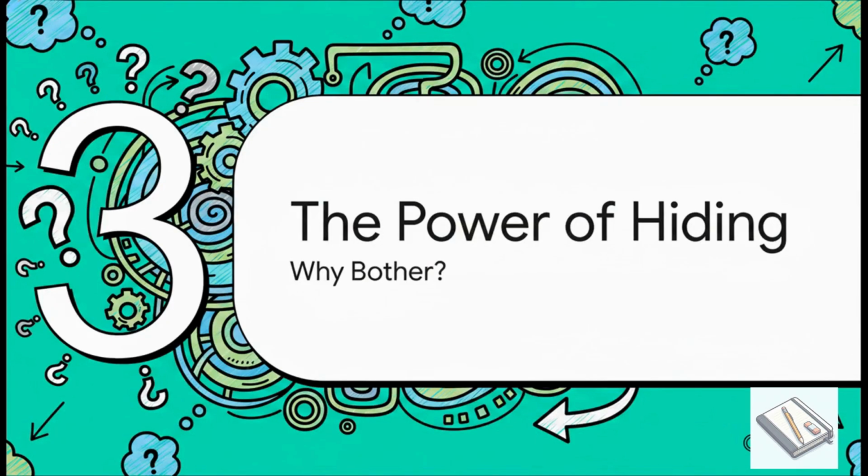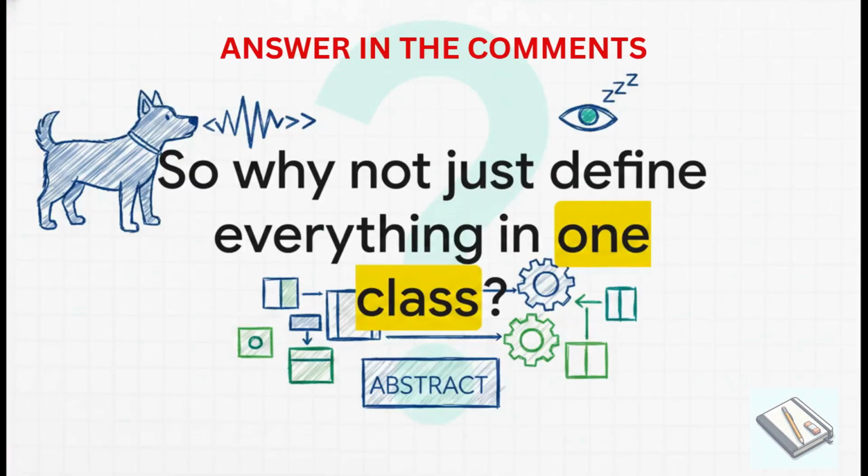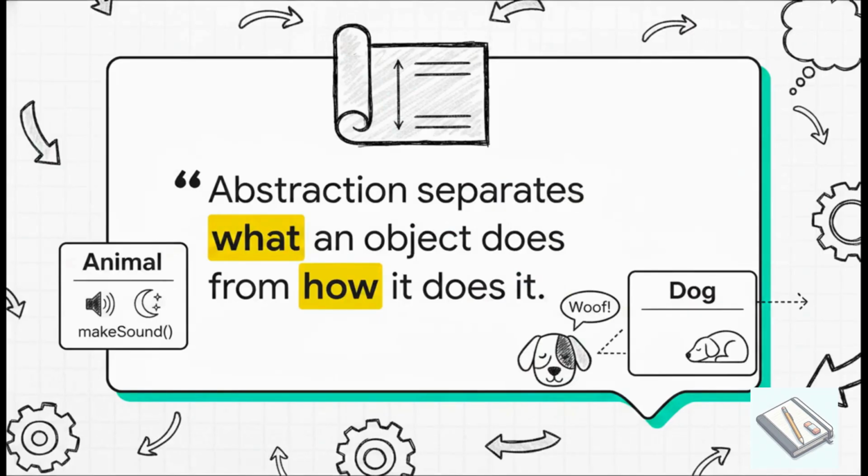Now I know what you might be thinking. This feels like a lot of extra steps, doesn't it? Which brings up a really good question. Why not just stick the sound and sleep methods directly into the Dog class and call it a day? Why bother creating this abstract Animal blueprint at all? Well, it all comes down to this one incredibly powerful idea.